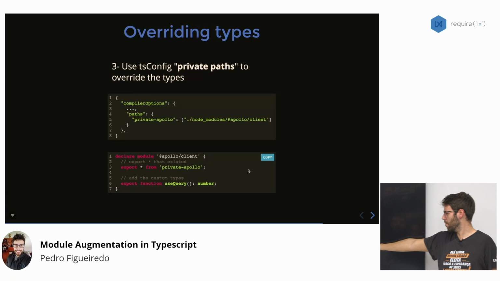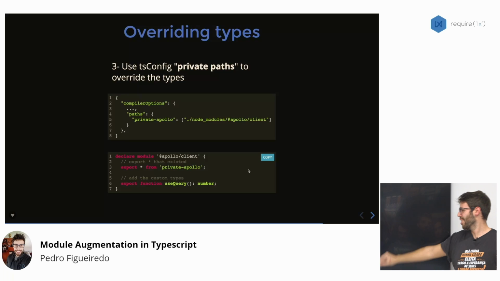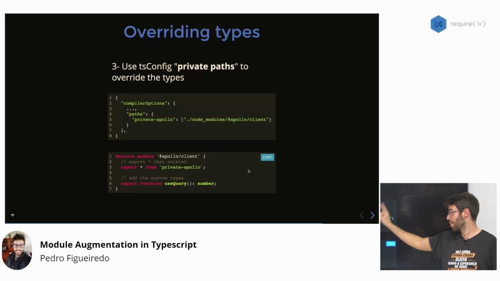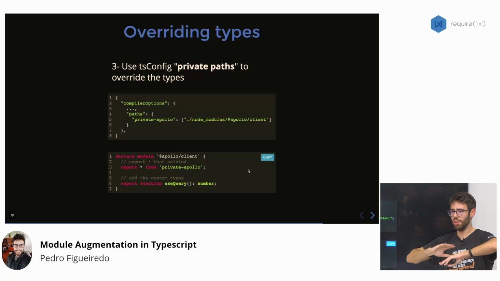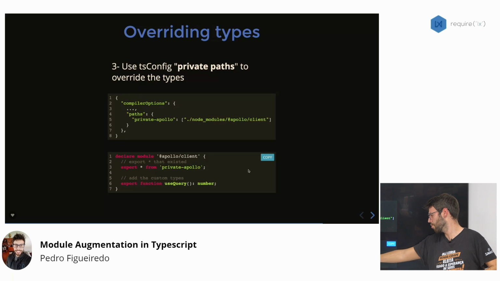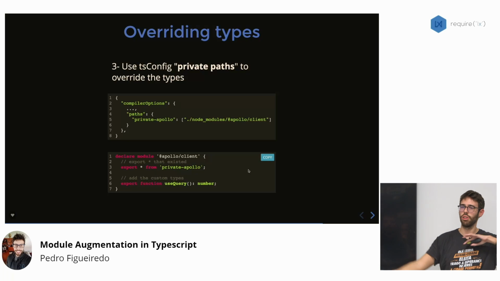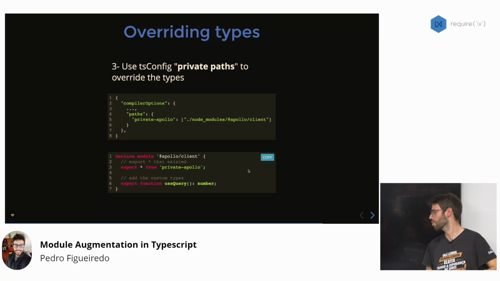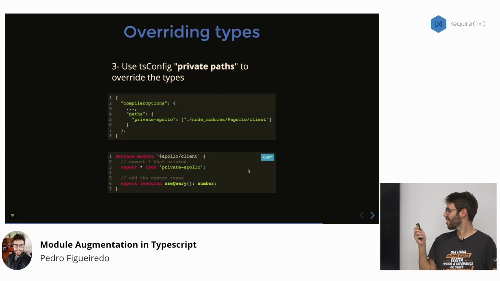The second thing is you create a new definitions file. And you will export everything that you had before from private Apollo, same as Apollo. So all the types that already existed. And after that, you just change whatever you want. This way, we still have the old types, and you can still override everything you wanted after that.